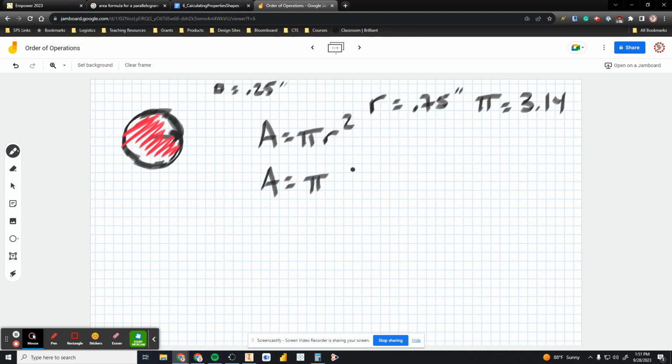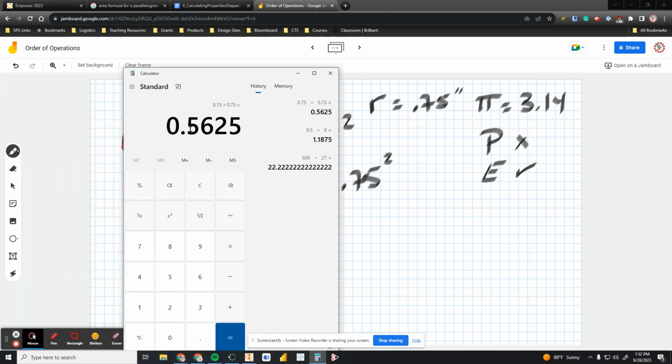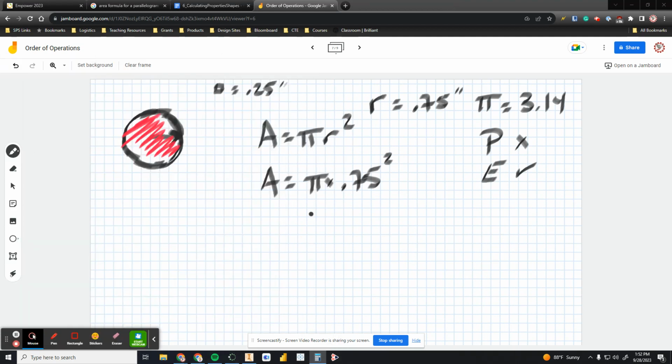So we already know what pi is. A radius is 0.75 squared, okay? Now remember, we've got PEMDAS going on here. So first step in PEMDAS, parentheses, which we don't have any. Next step in PEMDAS would be exponents, which we do have. So 0.75 times 0.75 is going to be 0.56. I'm just going to take it to two decimal points in this case.